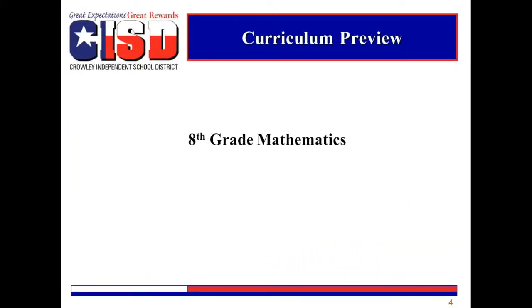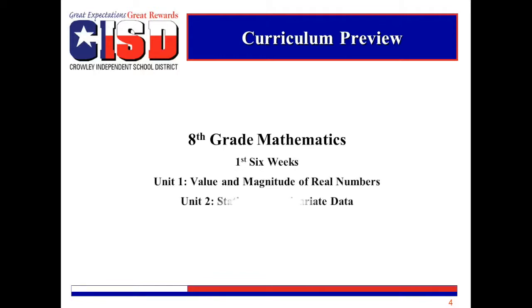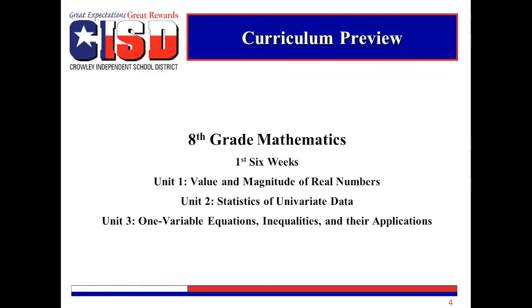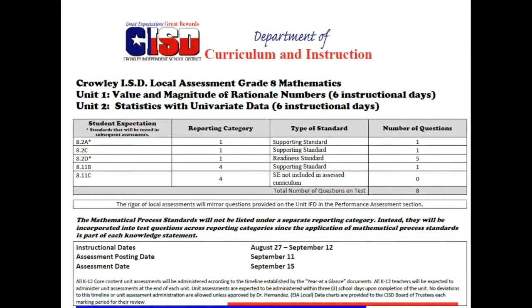Units covered in the first 6 weeks are Unit 1, Value and Magnitude of Real Numbers, Unit 2, Statistics of Univariate Data, and Unit 3, One-Variable Equations, Inequalities, and their Applications. Please pause for a moment to review the Unit 1 and Unit 2 Local Assessment Blueprint. For assessment purposes, we have combined Unit 1 and 2 due to the limited number of readiness standards in each unit. As you can see, 12 instructional days will be utilized for Unit 1 and 2. The district has allowed for 2 days at the beginning of the 6 weeks for beginning of the year procedures. August 27th through September 12th are instructional days for Unit 1 and 2.